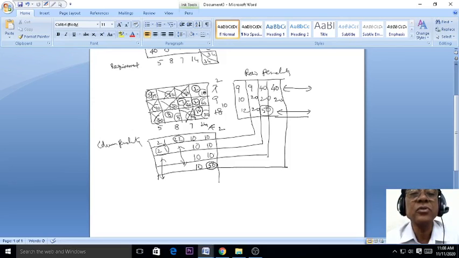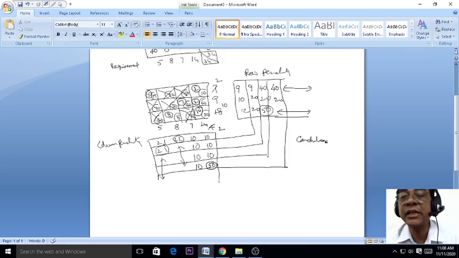5 plus 2, original number 7. 7 plus 2, original number 9. 8 plus 10, 18 original number. Like this, 5 original number, 8 original number, 7 original number, 14 original number. Okay. Next, what is the condition here?